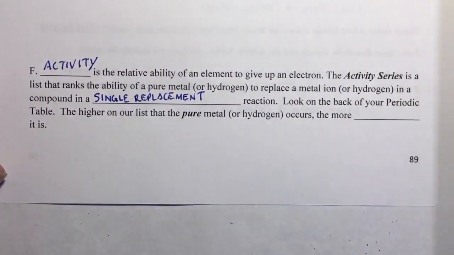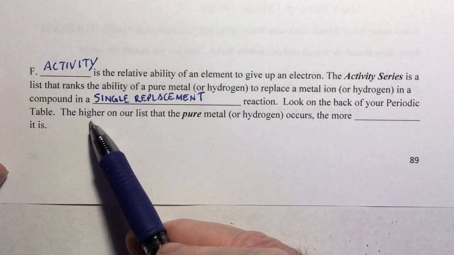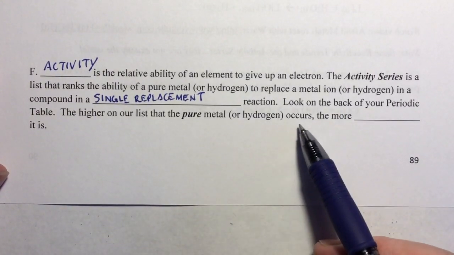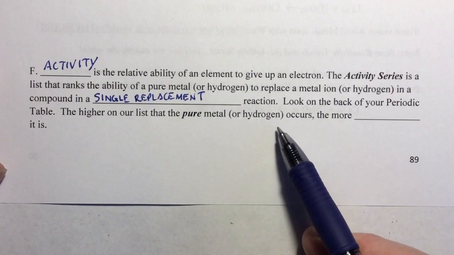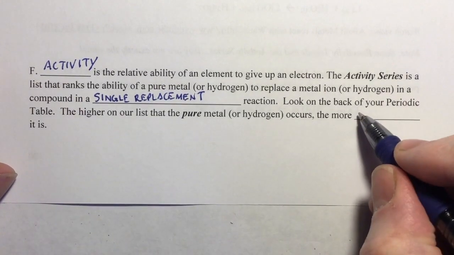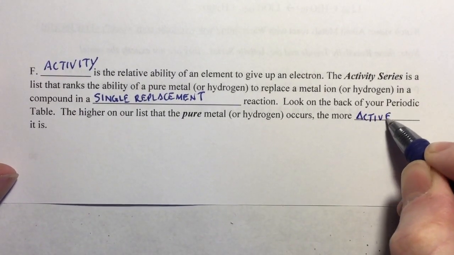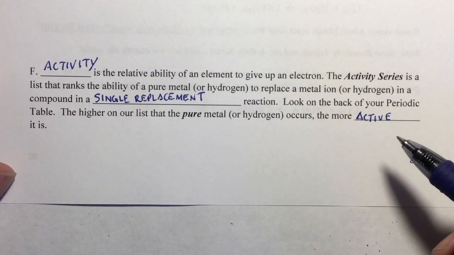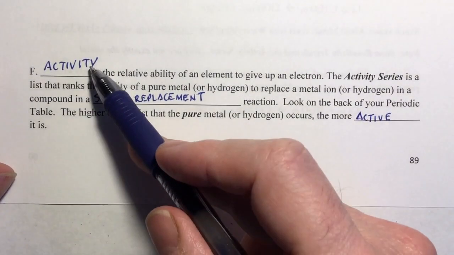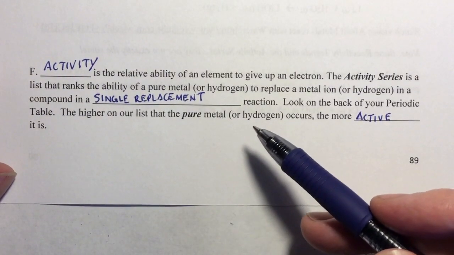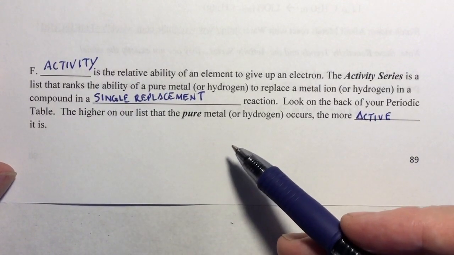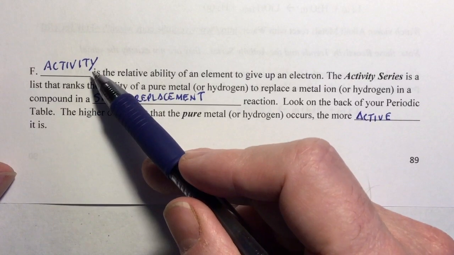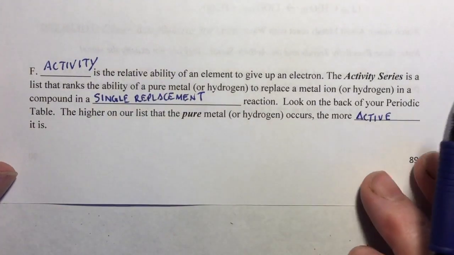And so if we go back here, let's fill in this gap here. The higher on our list that the pure metal or hydrogen occurs, that means the neutral metal or hydrogen occurs, the more active it is. I'd like to emphasize here that we are talking about activity and not reactivity in general. So reactivity and activity are very closely related, but for the purposes of this section, we're talking about activity. So let's move on to the next page.